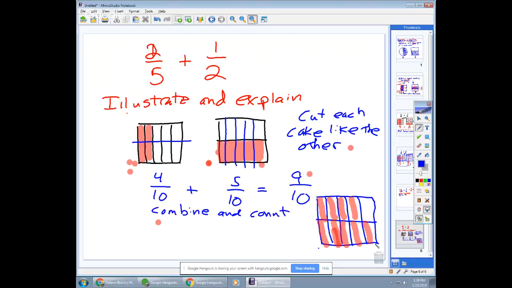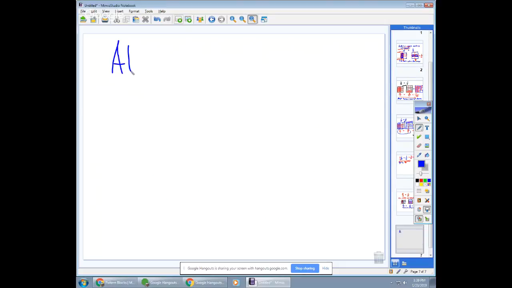Okay, so we're going to go over 2 different algorithms next, and then a subtraction. So algorithms, we just did a model for fraction addition.